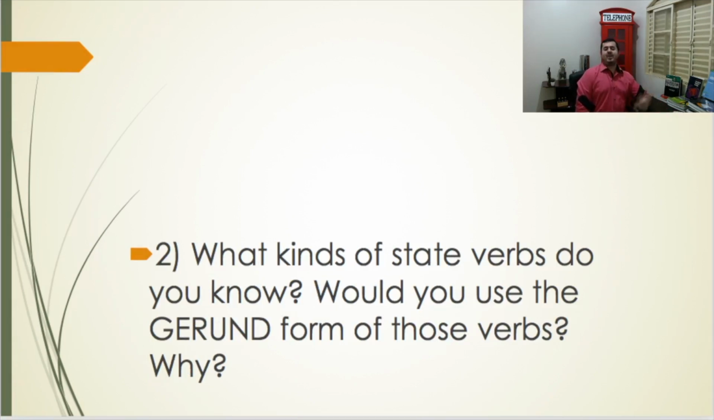So, question number 2. What kinds of state verbs do you know? And would you use the gerund form of those verbs and why? It's a very interesting question. Usually, we know 4 different kinds of state verbs. I think the most popular one are the sense verbs. For example, the verb to see, the verb to hear, smell, taste, or hurt, when you feel, it hurts. The other common one is like emotions. For example, when you think about something, when you feel something, you forget, you remember, you like, you love, those emotions.